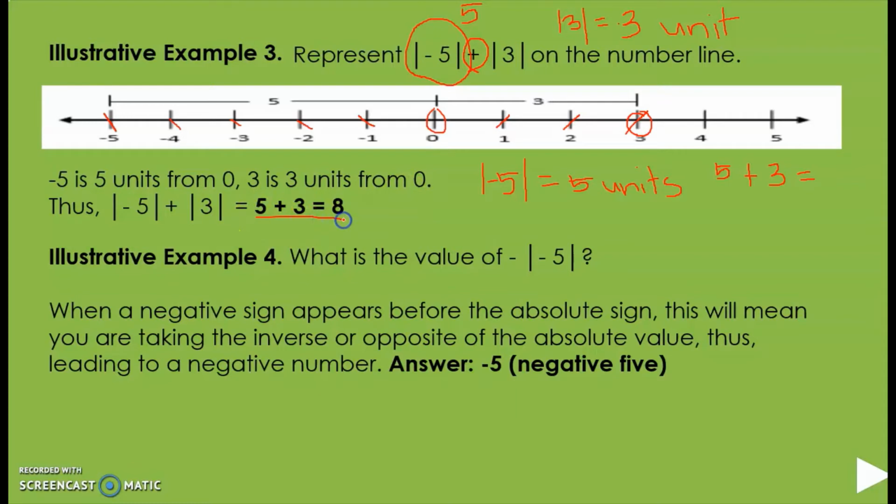So meaning to say, the distance covered from negative 5 to 0 is 5, and the distance covered from 0 to positive 3 is 3, and all in all, the distance covered from negative 5 to positive 3 is 8 unit distance.